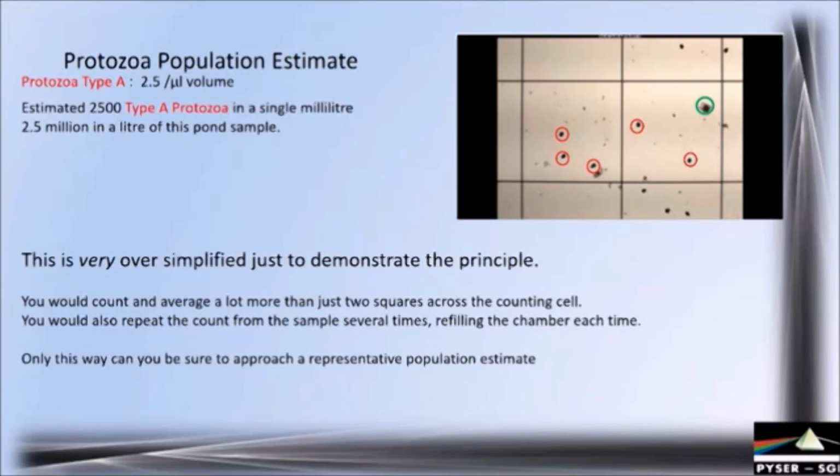Well, that's very oversimplified. You would count an average of a lot more than just 2 squares. You'd look randomly across the whole chamber floor itself. You would also repeat that from the sample several times to ensure you've got an even distribution of the sample across the actual slide itself.